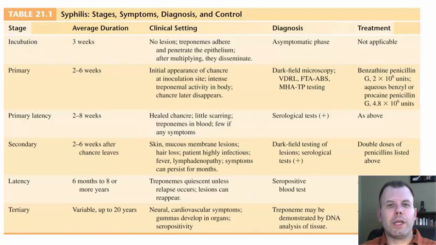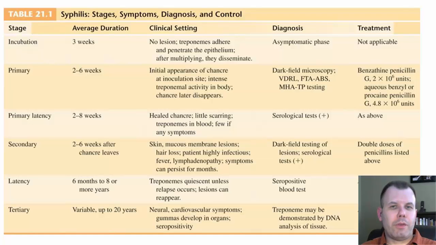And then you get into the primary stage where finally you have some kind of a lesion. And typically what you see is a chancre, an open ulcer around the genitals. If you're talking female, this is going to be around the vulva or the vagina. And in men, it's going to be on the penis or the surrounding area.